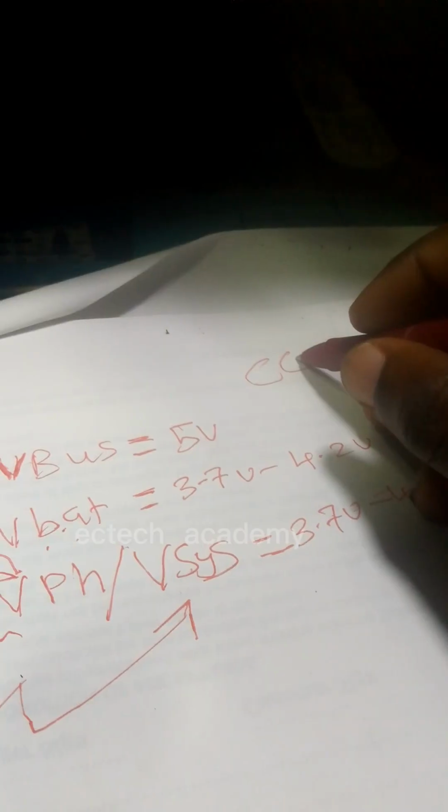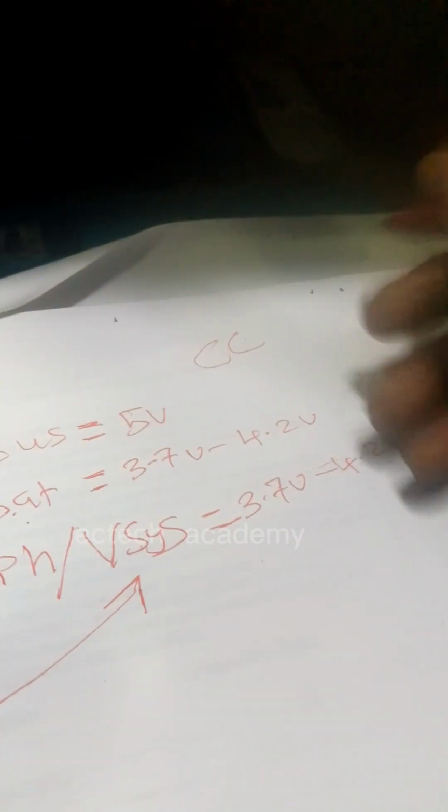Listen, okay. When this 5 volts goes through, you have what we call OVP. That's the OVP IC, that's the over voltage protection IC.